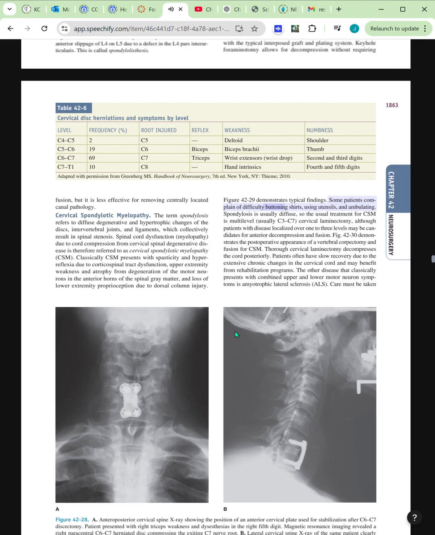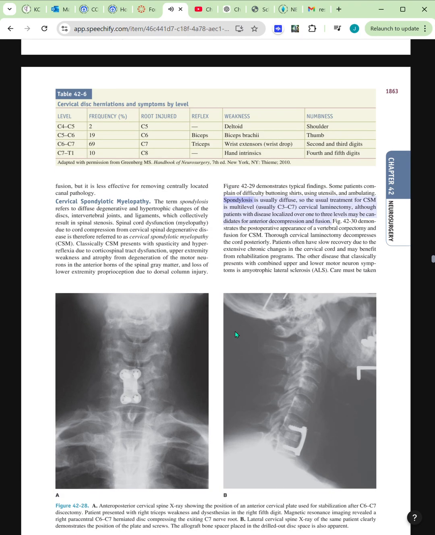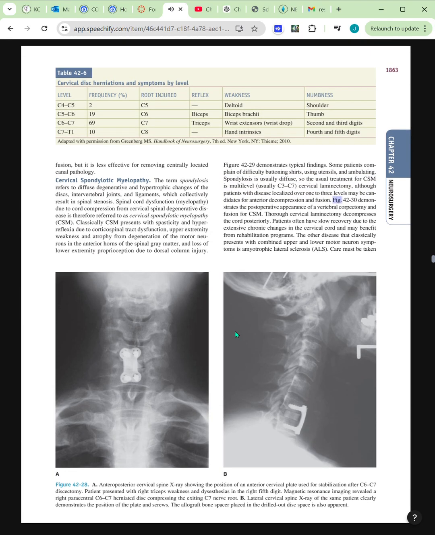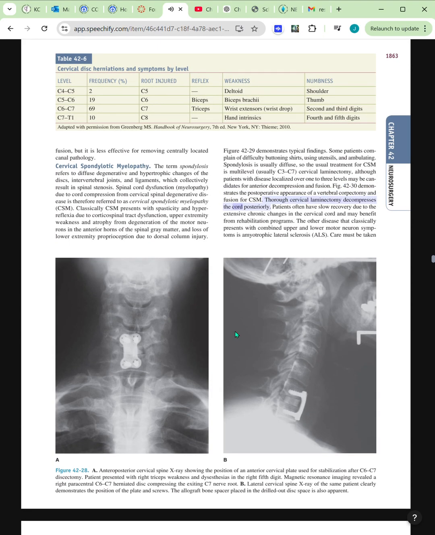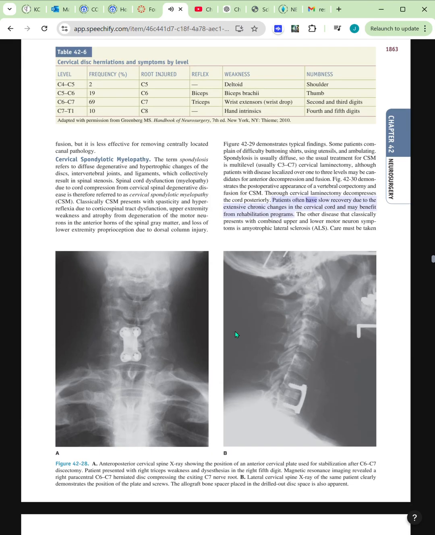Some patients complain of difficulty buttoning shirts, using utensils, and ambulating. Spondylosis is usually diffuse, so the usual treatment for CSM is multi-level, usually C3-C7, cervical laminectomy, although patients with disease localized over 1 to 3 levels may be candidates for anterior decompression and fusion. Figure 42-30 demonstrates the postoperative appearance of a vertebral corpectomy and fusion for CSM. Thorough cervical laminectomy decompresses the cord posteriorly. Patients often have slow recovery due to the extensive chronic changes in the cervical cord and may benefit from rehabilitation programs.